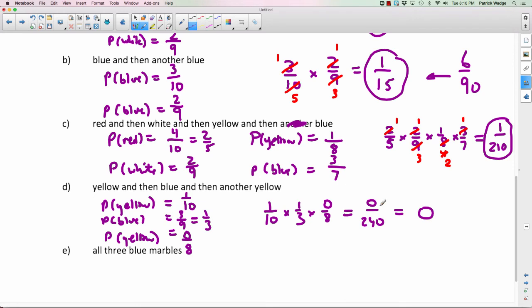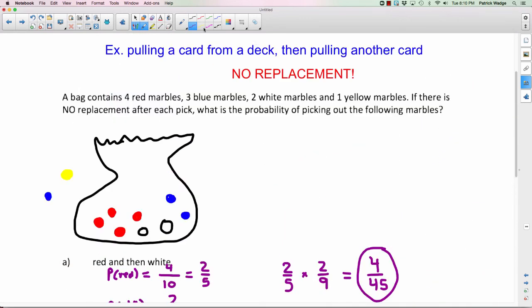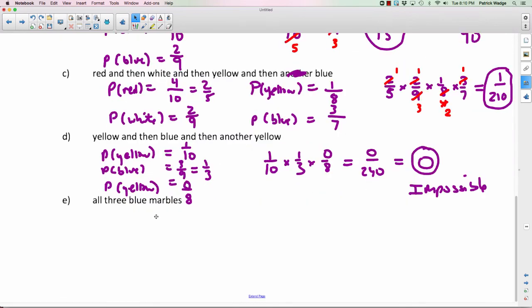Now remember, what does a probability of 0 mean? It means impossible. Why is this question impossible? Because you can't pull 2 yellows out when there was only 1 yellow in the bag to start with, right? So there you go. It works even in ludicrous situations like that.